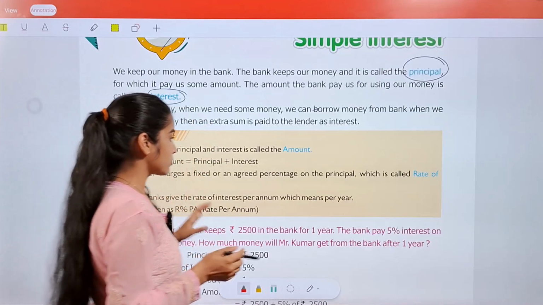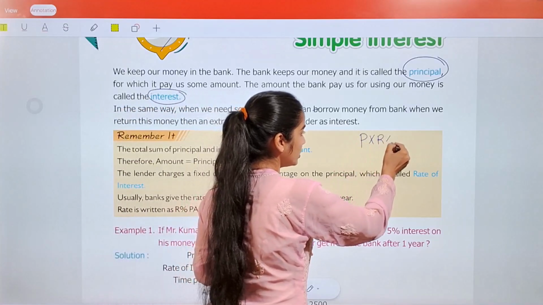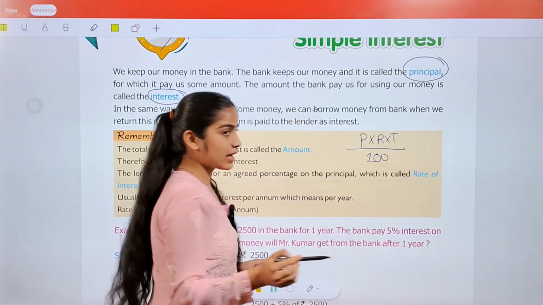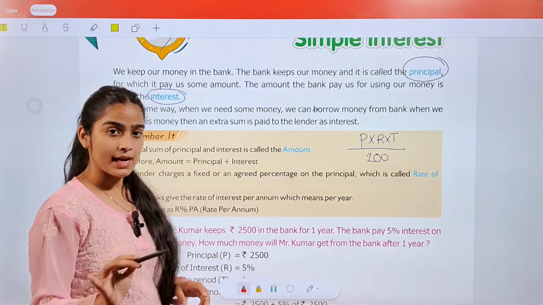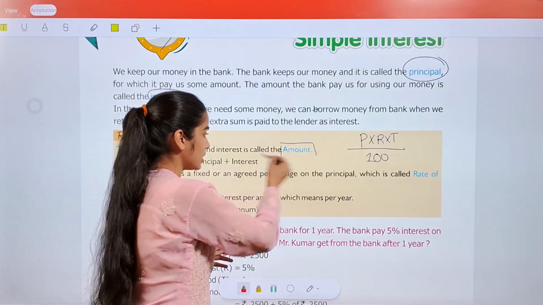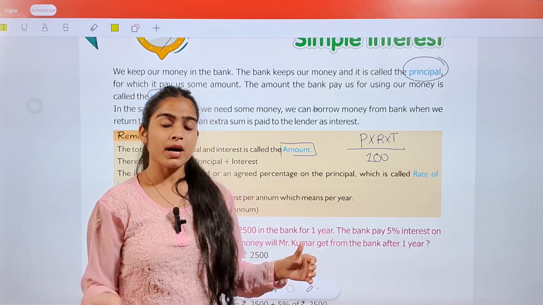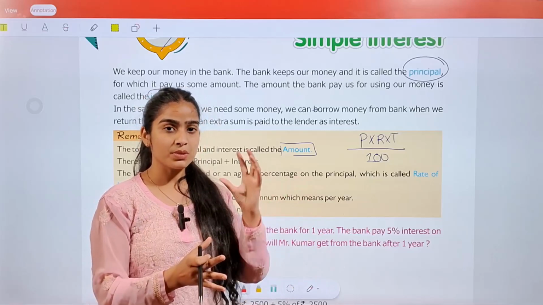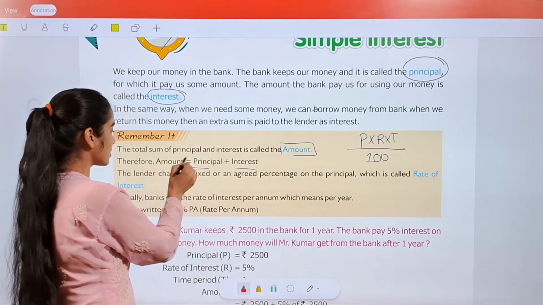So first of all, the formula is P into R into T, divided by 100. In this PRT, P stands for principal, R stands for rate of interest, and T stands for time. Now the second term we have is called amount. Amount means the principal we have deposited in the bank account and the interest paid by the bank for a certain time period. So the total, the principal with the interest, is called the amount. So principal plus interest is referred to as amount.